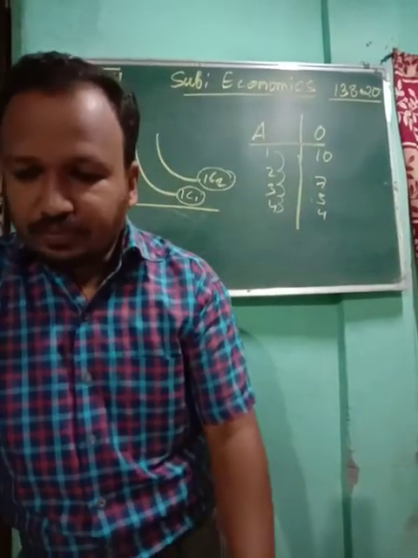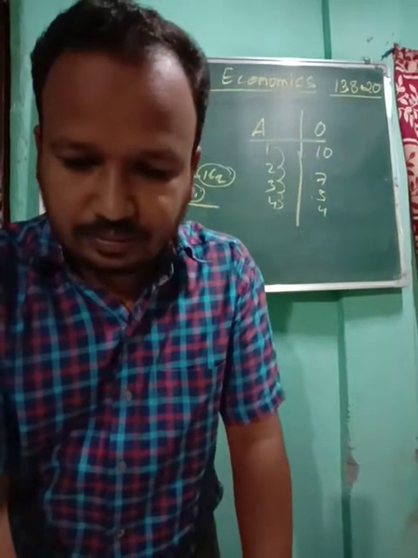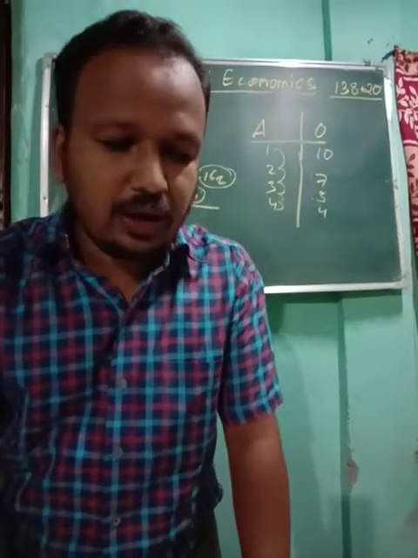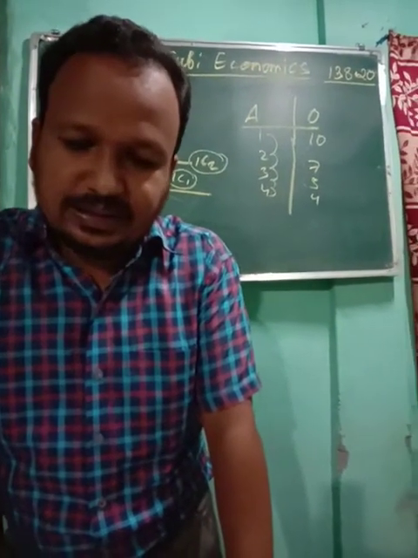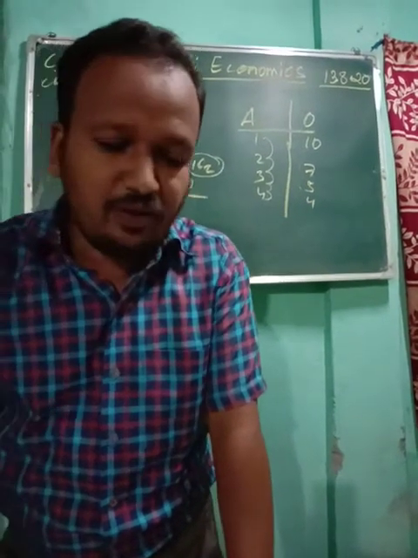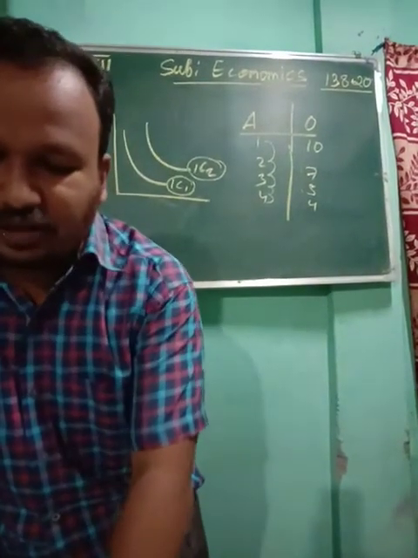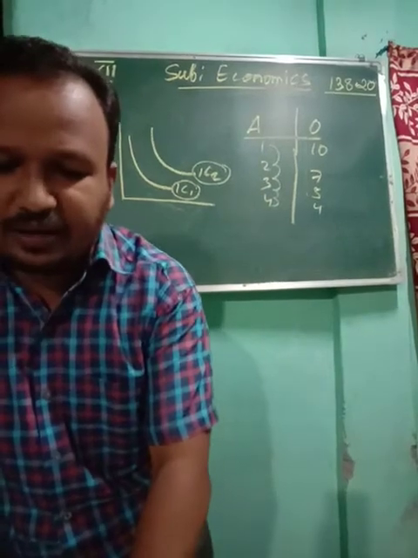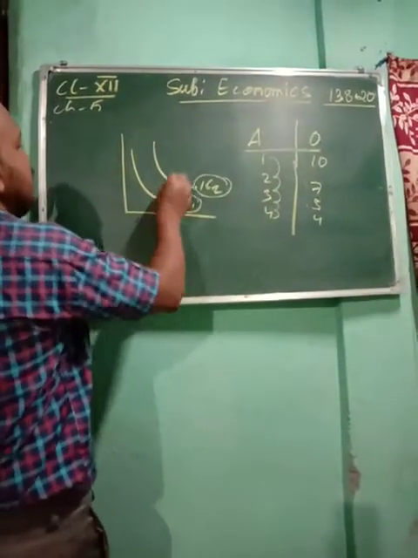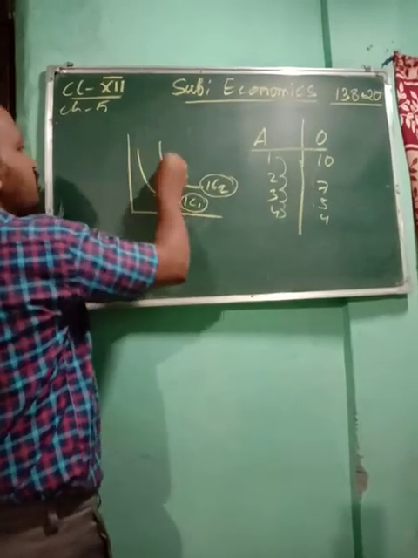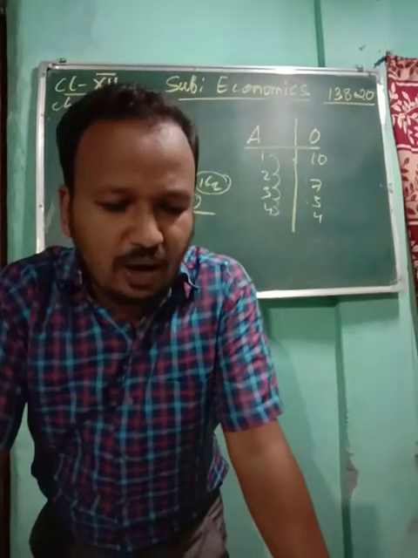Next is that two indifference curves will not touch, they will not intersect with one another. Indifference curves neither touch nor intersect with one another. Now see two indifference curves. Is it possible for them to touch one another? No, it is not possible for them to touch one another.